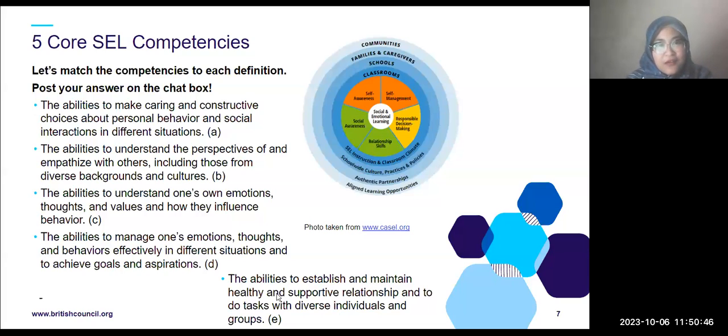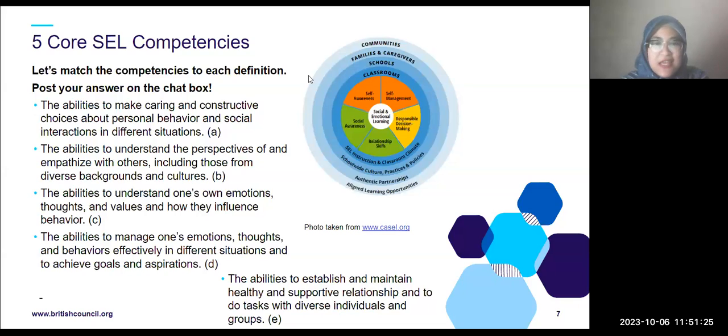Now, what about C? What core value is in C? The ability to understand one's own emotions, thoughts, and values. You know your emotion, it means that you are aware. What is C here? Social awareness? No, it's about oneself. Self-awareness. There you go. Yes, it's self-awareness. So C is self-awareness. Very nice.